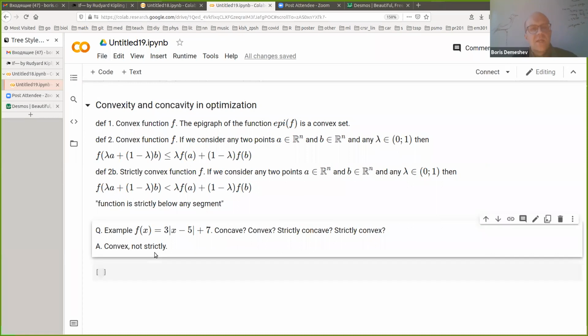Okay, let's move on. What are the implications of convexity and concavity? I can state the same definitions for concave functions. For concave, the subgraph should be a convex set. For concave functions, I should just reverse the inequality sign. So for a concave function, the function should be equal or greater than the segment. And for a strictly concave function, I will just reverse the last inequality. Okay, let's move on.